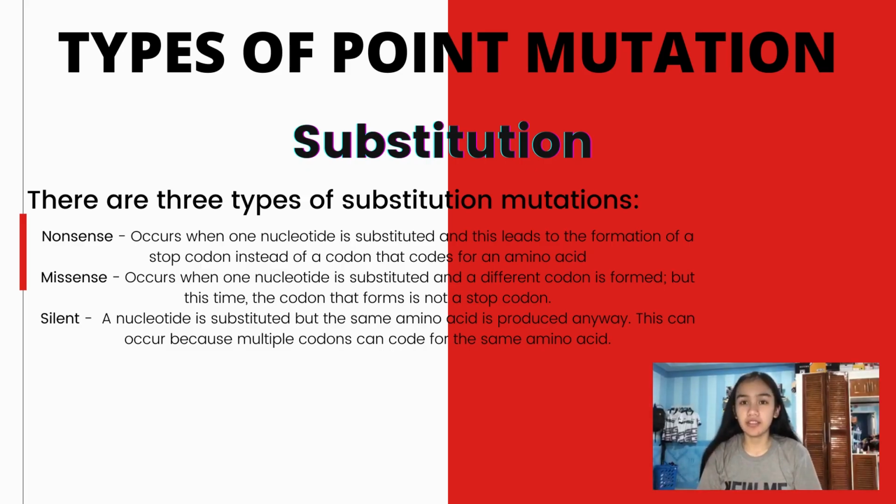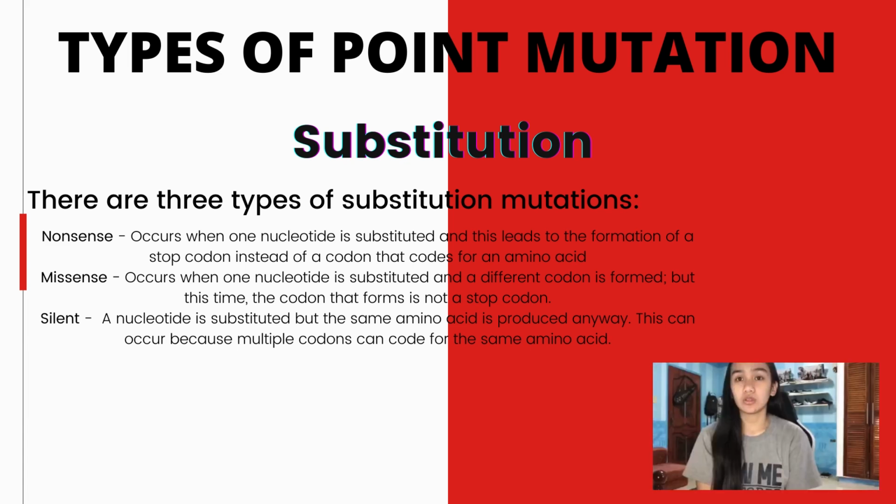Good day, I am Mary Joy Delgado from class MLS2C, and I am going to discuss the types of point mutation. There are two types of point mutation. First is the substitution, and second is the insertion and deletion. So a substitution mutation occurs when one base pair is substituted for another. So for example, this would occur when one nucleotide containing cytosine is accidentally substituted for one containing guanine.